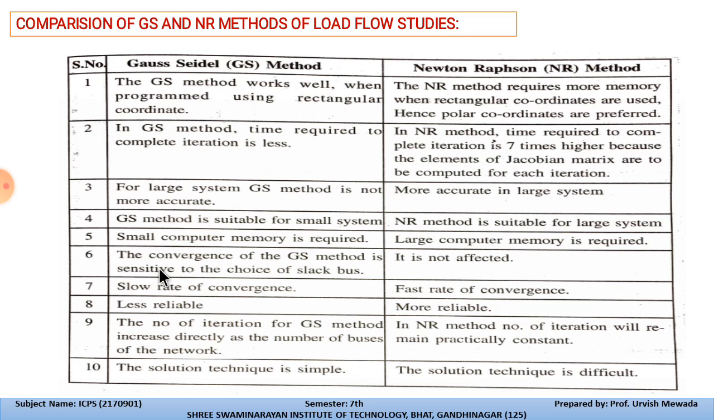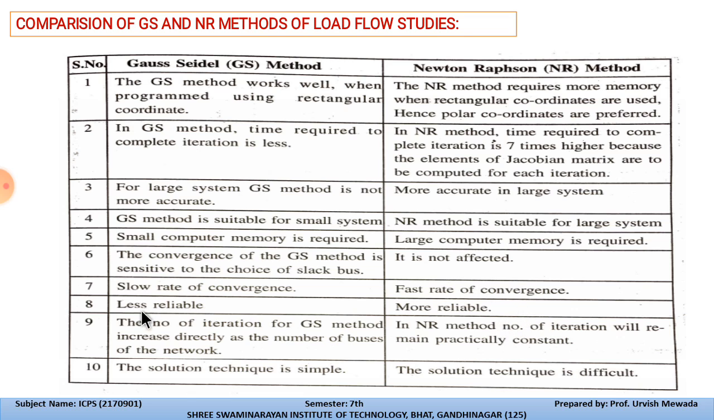The convergence of the GS method is sensitive to the choice of slack bus, and in the Newton-Raphson method it is not affected. The GS method has a slow rate of convergence, whereas the Newton-Raphson method has a fast rate of convergence. The GS method is less reliable and the NR method is more reliable. So in terms of reliability, the NR method is more suitable for large systems as well as for higher reliability.